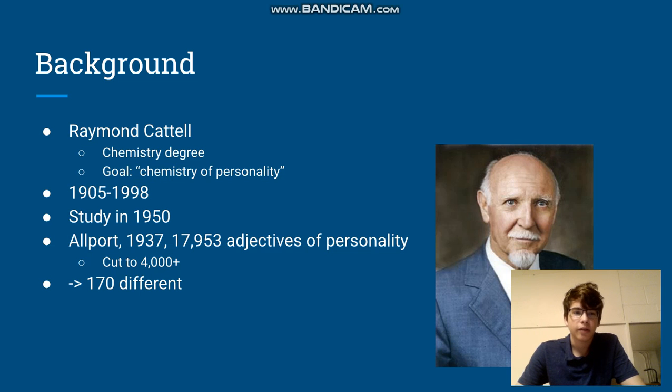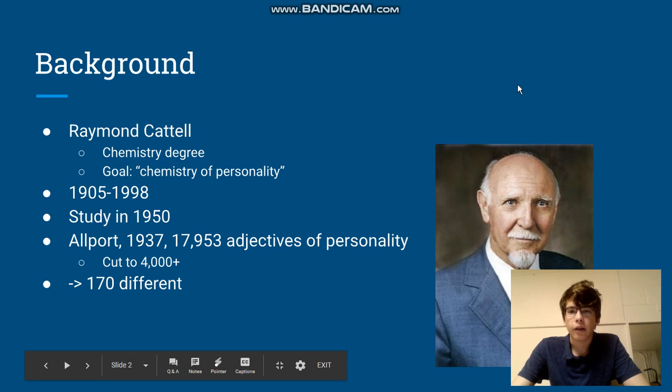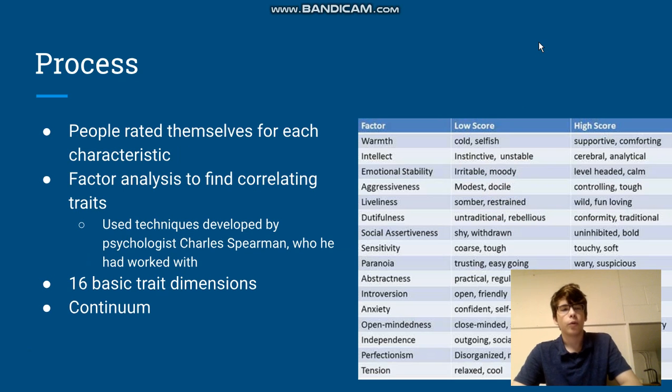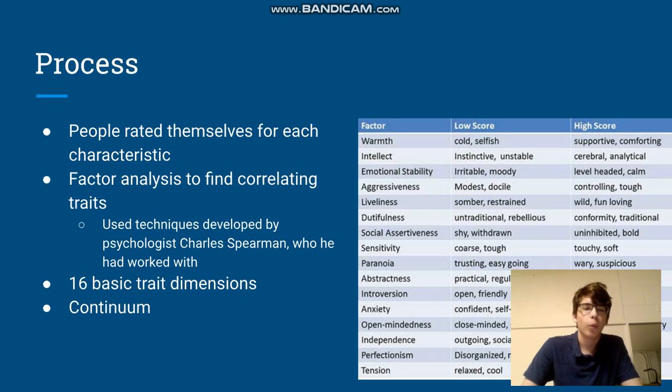So, background on the subject, Allport in 1937 came up with 17,953 adjectives to describe personality. He eventually cut this down to 4,000 plus, but Raymond Cattell was not satisfied with over 4,000 different words to describe it, so he cut it down to 170 logically different adjectives. So the way he did this was people rated themselves for each of the 170 characteristics that they thought they possessed, and then he used factor analysis to find the correlating traits.